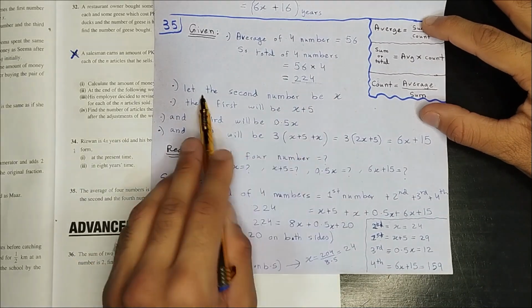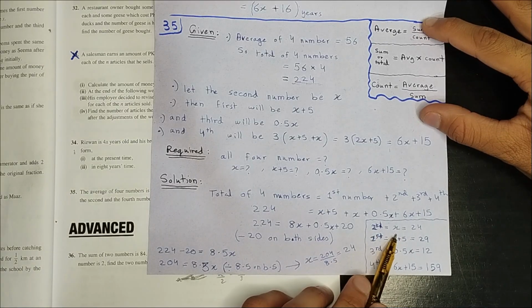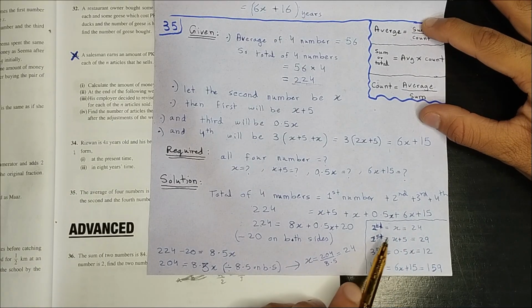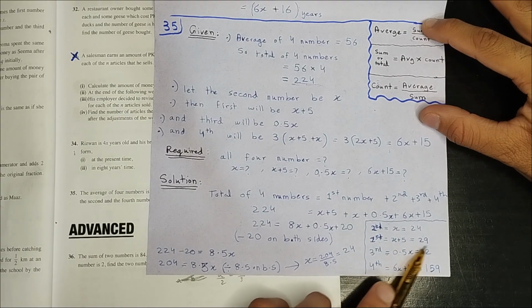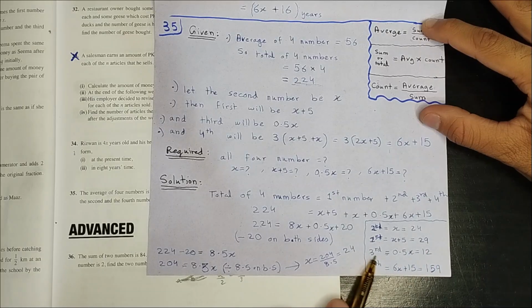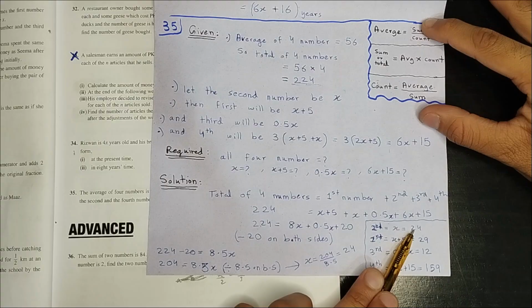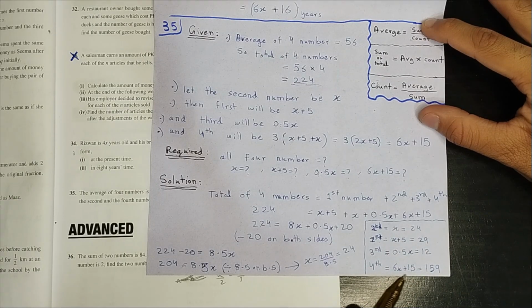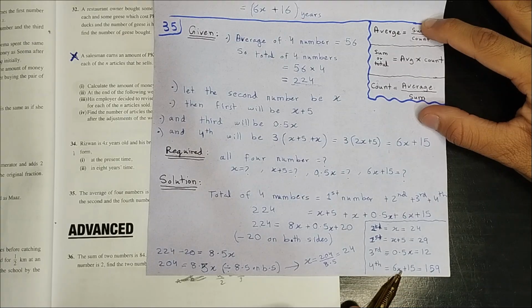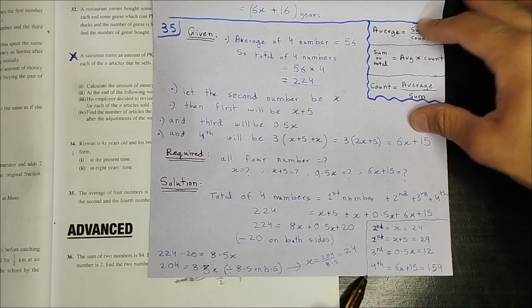What is x? x is the second number. So we found the value of the second number. Second number is x, which is equal to 24. The first number is x plus 5. As long as we know x, we can plug it in and find the first number. Then the third number is half of x. Half of x is 12. Half of x was 24, the half of x is 12. And the fourth number is 6x plus 15. Put the values and you will be able to find the fourth value. Okay, fourth number. We found all the numbers that we needed to find.